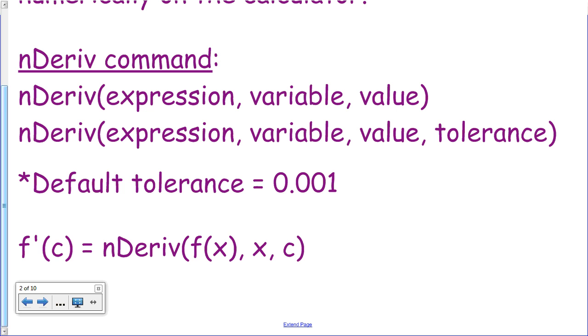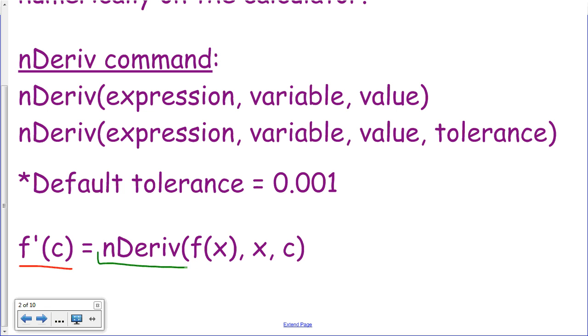One other thing we should note here is the relationship between this nderiv command and finding the derivative at a point that we learned about in the last section. If you recall, f prime of c was defined as the limit as x goes to c of f of x minus f of c all over x minus c. It turns out that's exactly what nderiv does for us. It determines a very, very small interval and finds that slope, the change in the y values over the change in the x values. So I can say here that f prime of c is equal to this nderiv command.